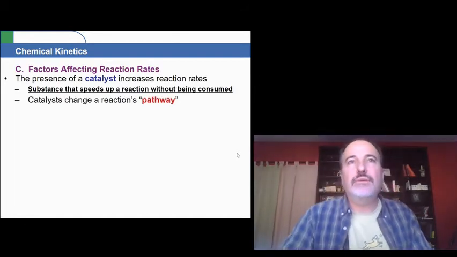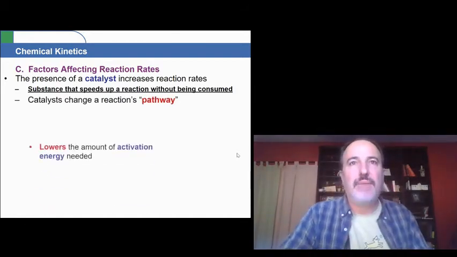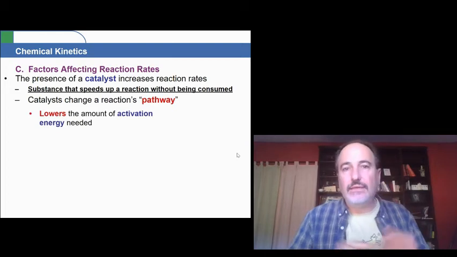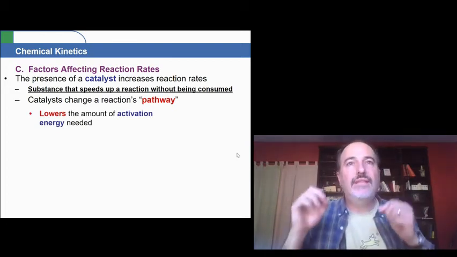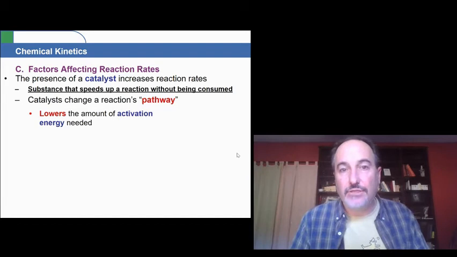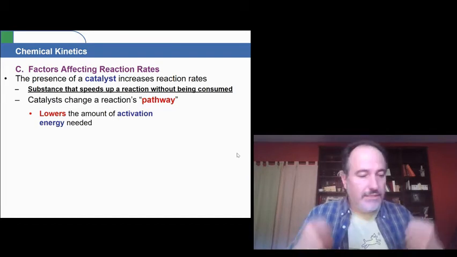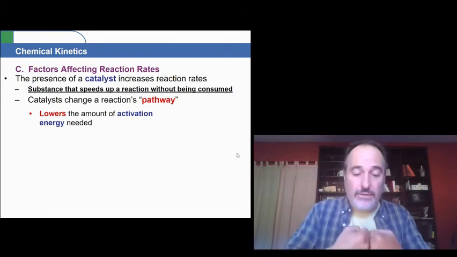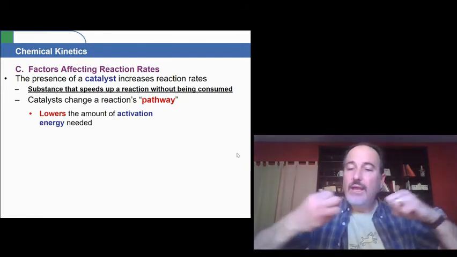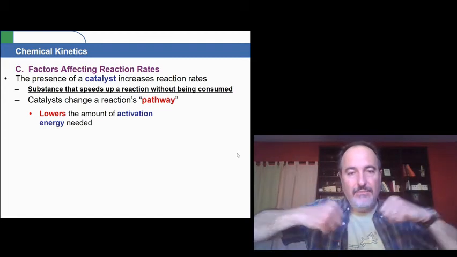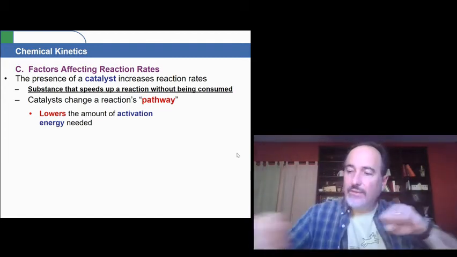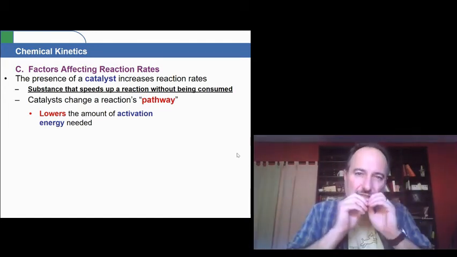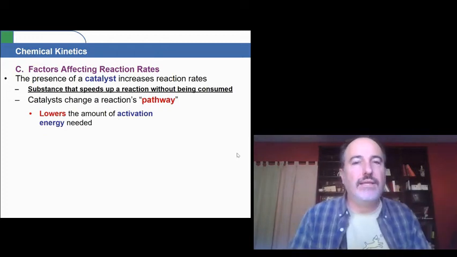And the way they do it is they actually change the reaction's pathway. Technically, what they do is they lower the amount of activation energy needed. They make it so that the particles don't have to hit as hard. Most of the time, they do it by orienting them in just the right way so that when they do collide, they hit just right so that it helps break the bonds.